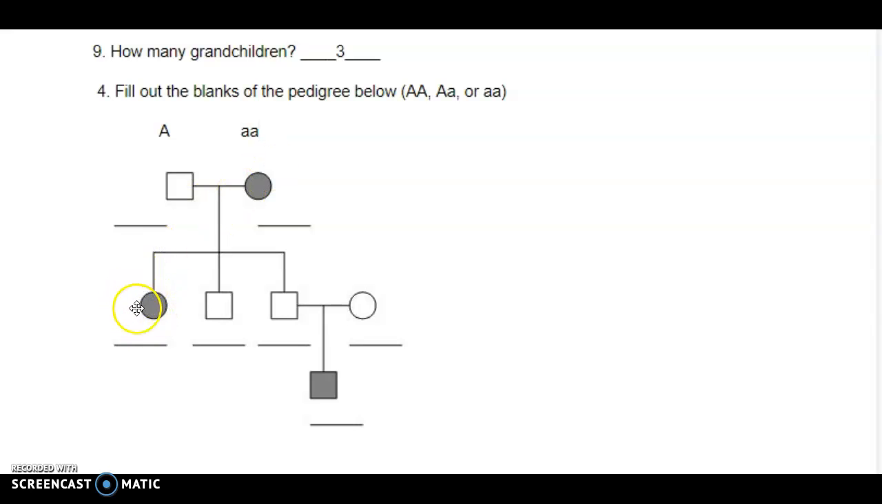Same as here, we know that this child is little a, because she is showing the recessive trait. So mom gave one of her little a's. Dad also would have to have given a little a. So dad here has to be big A, little a.